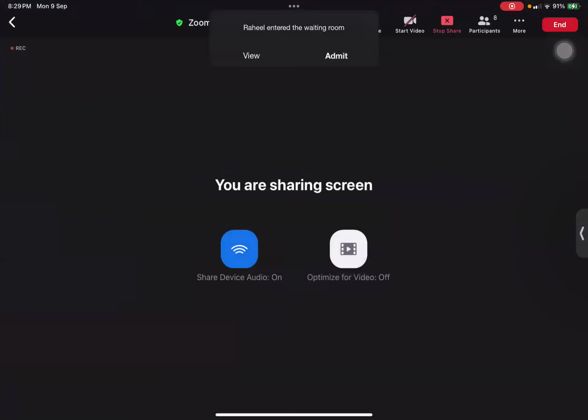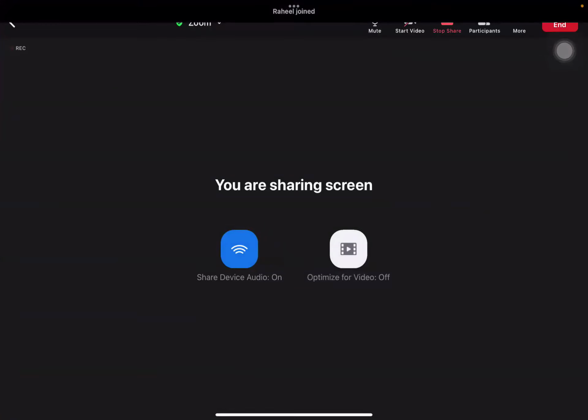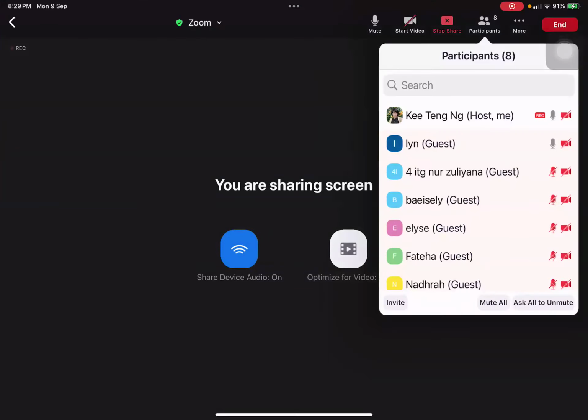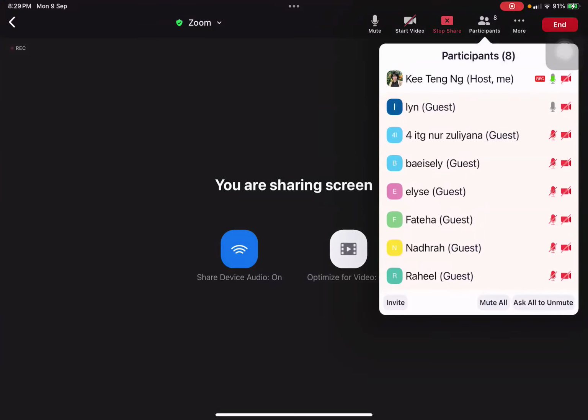Who is this? Rahil, too late. Rahil, you're on the wrong Zoom. That was the Sec 3 Zoom. Sec 3 Zoom was at 7:45. You missed it already.